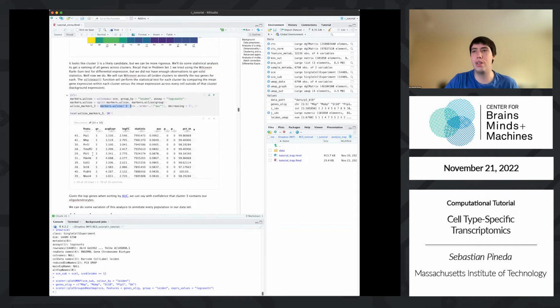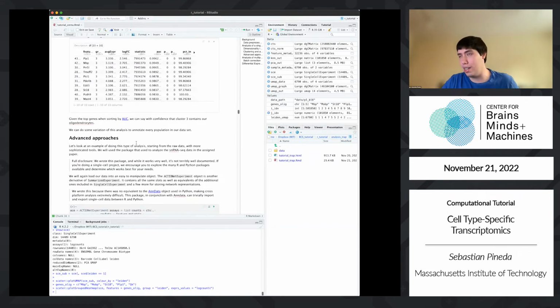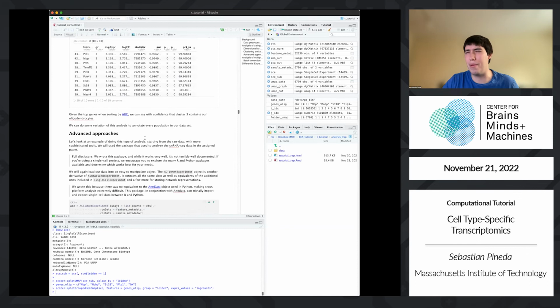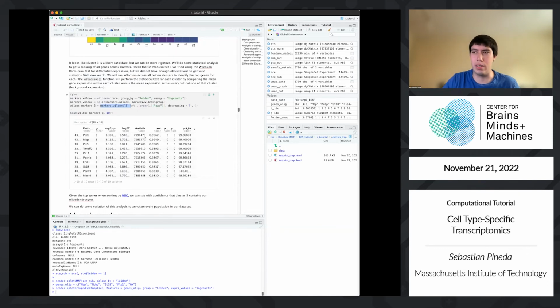And I'll show you how we can validate that all these other novel markers are actually accurate. Okay, we'll go back to how you do differential expression analysis on single cell data in a bit, but let's talk about an advanced approach. So these are the tools that our lab has developed.